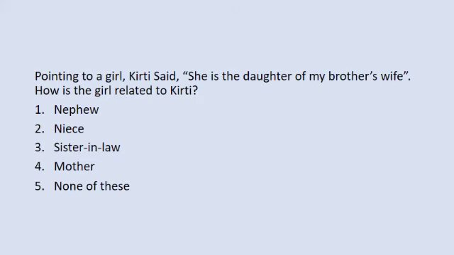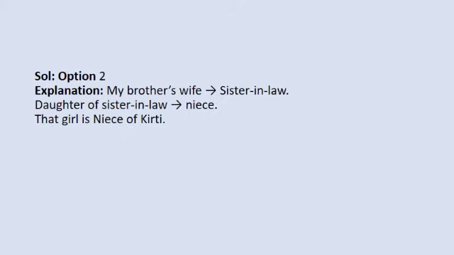The next question. Pointing to a girl, Kirti said, "She is a daughter of my brother's wife." How is the girl related to Kirti? The options are nephew, niece, sister-in-law, mother, none of these. Let's see the explanation. My brother's wife means it's a sister-in-law. Daughter of sister-in-law is niece. That is, the girl is the niece of Kirti. So the answer is option 2. The girl is the niece of Kirti.